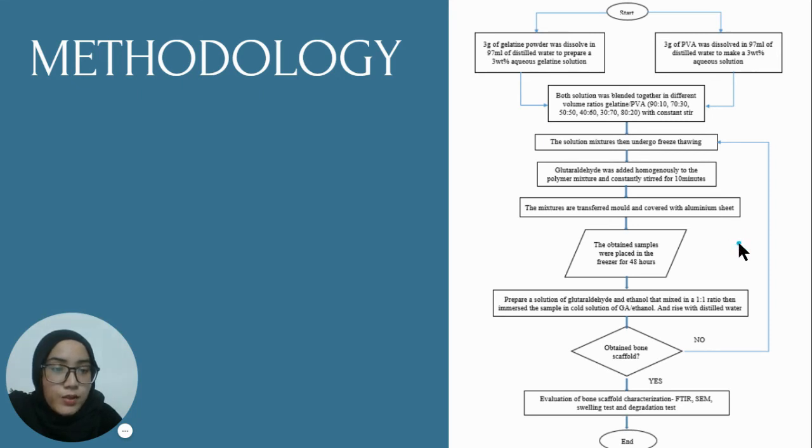Prepare a solution of glutaraldehyde and ethanol mixed in a 1:1 ratio, then immerse the sample in the cold solution of GAA ethanol and rinse with distilled water. Obtain the scaffold. If no, go back to the solution mixture, then undergo freeze thawing again. If yes, evaluate the scaffold characteristics by FTIR, SEM, swelling test, and degradation test.